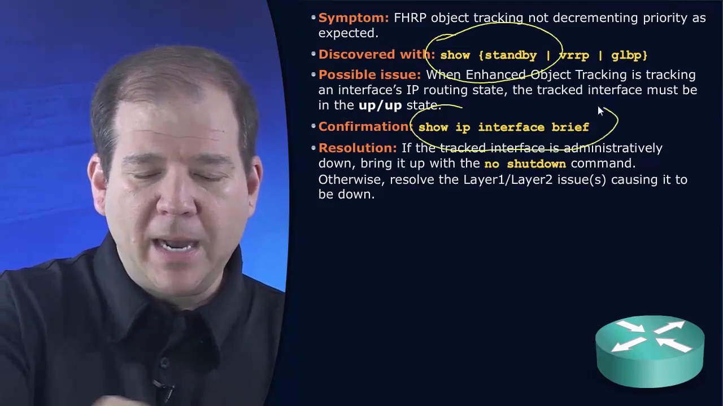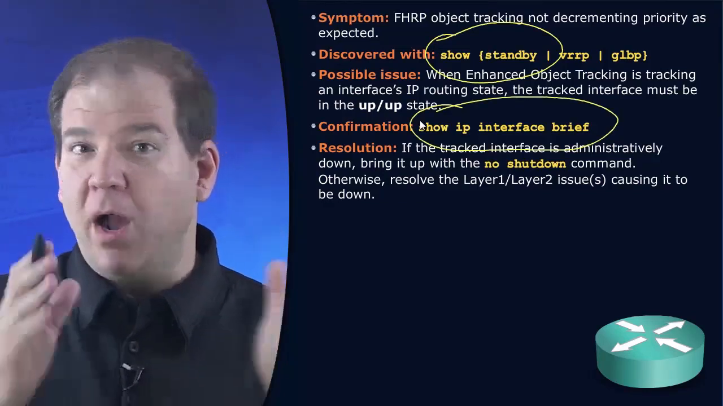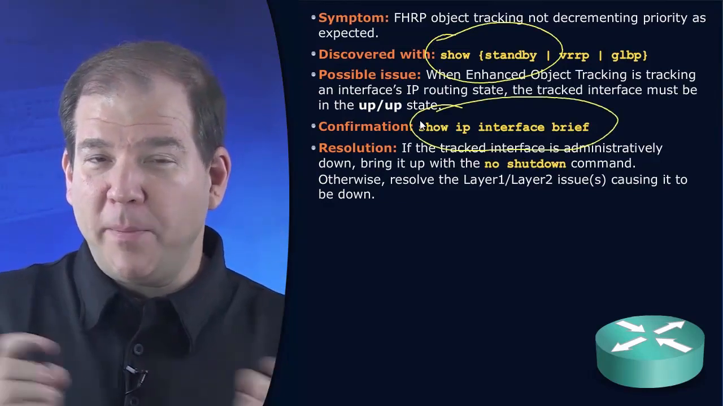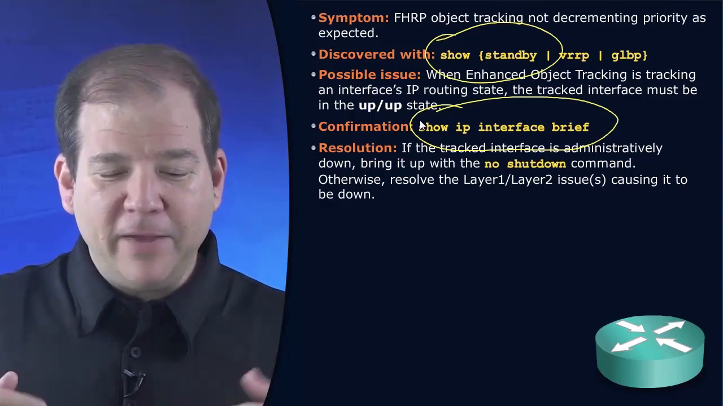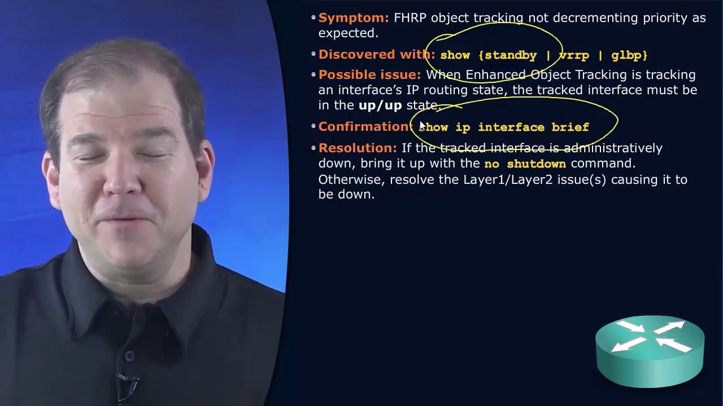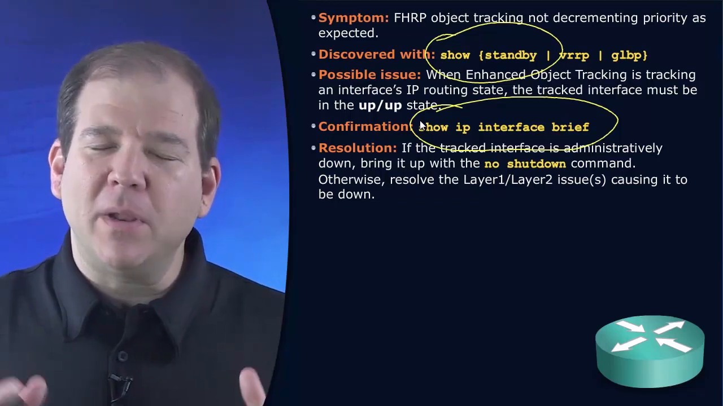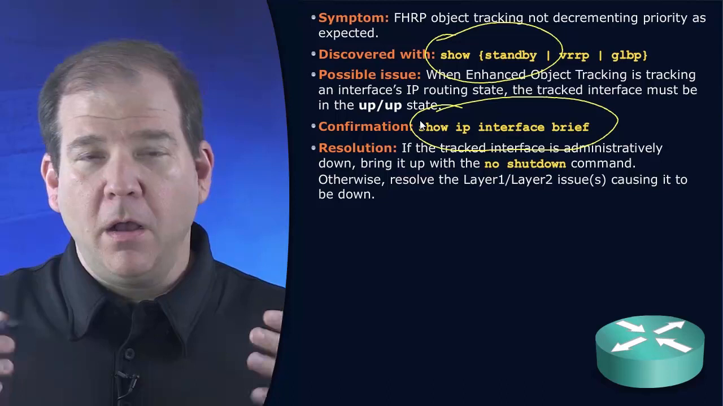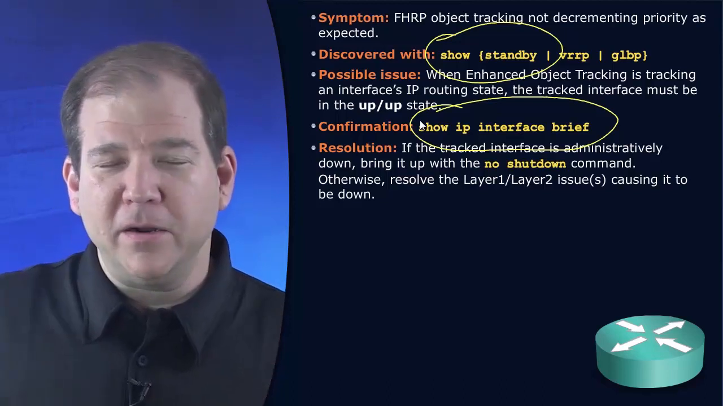Well, we could do a show IP interface brief, and it would tell us if we're up at layer 1 and up at layer 2. If we saw that, no, we're administratively down, or if we're just down for some unknown reason, at least that's going to allow us to focus our troubleshooting efforts on the layer 1 and layer 2 troubleshooting.